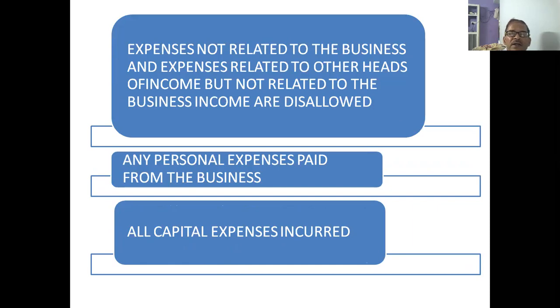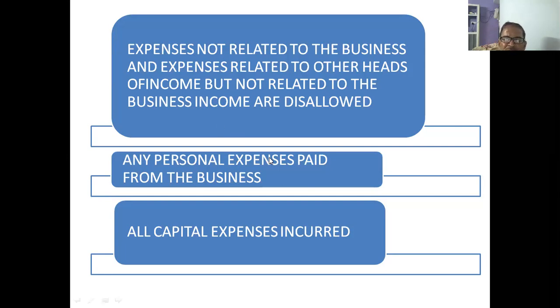Similarly, expenses not related to the business, that means not concerned with the business, and expenses related to other heads of income. That means there may be some expenses which are related to the income from salary head, or income from house property head, or income from other sources head, or income from capital gain head. You should not take those expenses. Expenses not related to the business income are disallowed. That means you cannot allow that. Anything disallowed, you should add back.